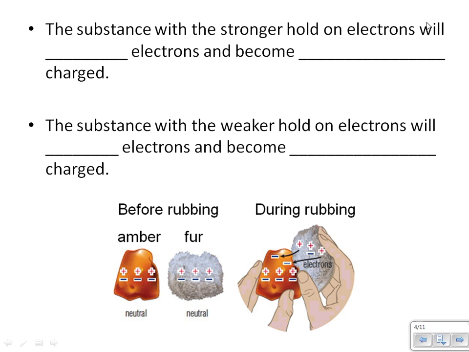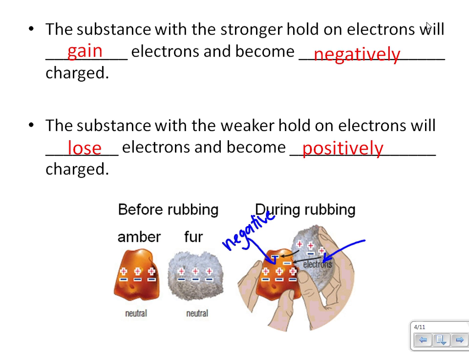Couple more points. The substance with the stronger hold on electrons will gain electrons. When you gain electrons, you gain negative charges, so you become negatively charged. The substance with the weaker hold on electrons will lose those electrons and become positively charged. So that's what I just talked about on the last diagram. Again, just to reiterate, amber is going to have a stronger hold on the electrons, grab onto the electrons from the fur, and become negatively charged. The fur has a weak hold on electrons, so those electrons are going to transfer over to the amber, leaving fur with a positive charge.